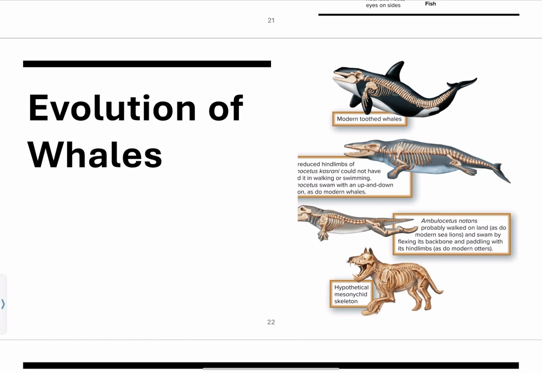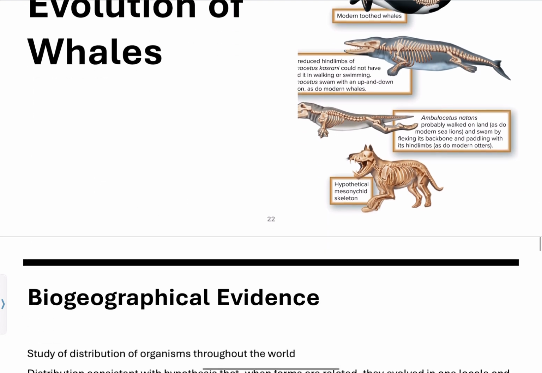Genetics also supports this, so whales share a common ancestor with hippos. And the evolutionary path of whales is an incredibly well-documented case of major anatomical transformation. This is really showcasing natural selection's power over millions of years.